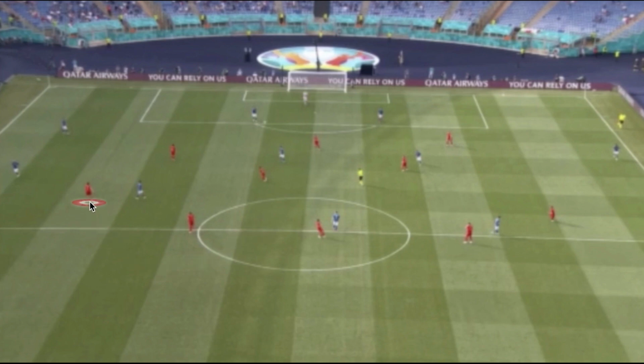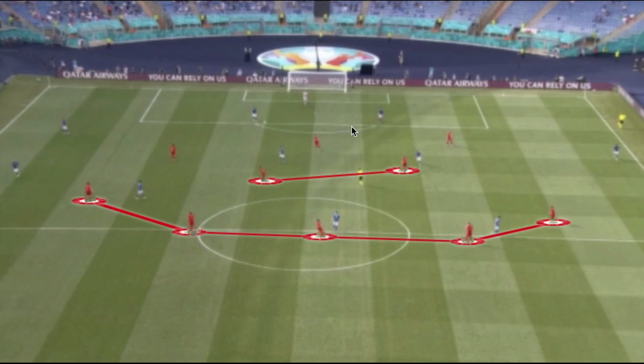But let's get right into it. Wales, they went with their back five in the defensive phase, which would then turn into a three-man build-up when they would transition offensively. Then they would go with two holding midfielders, but the right holding midfielder would jump to then gain access to one of the Italian holding midfielders.